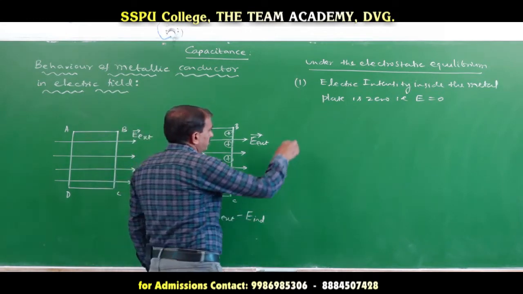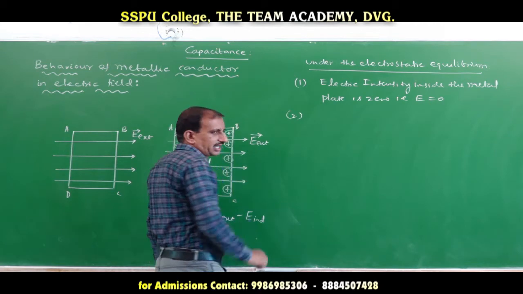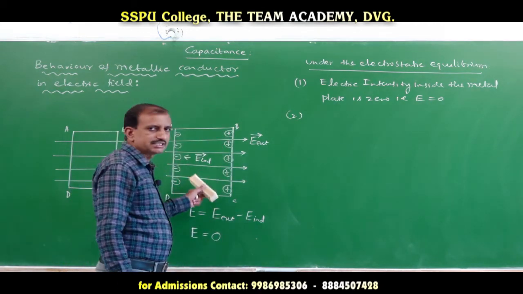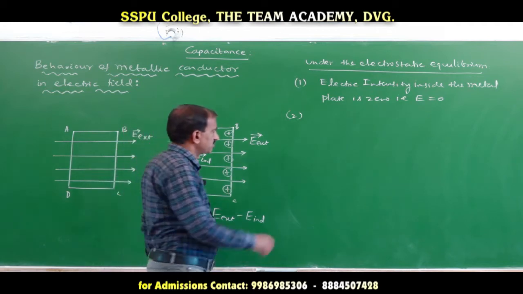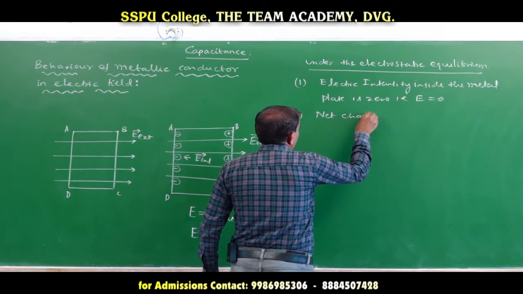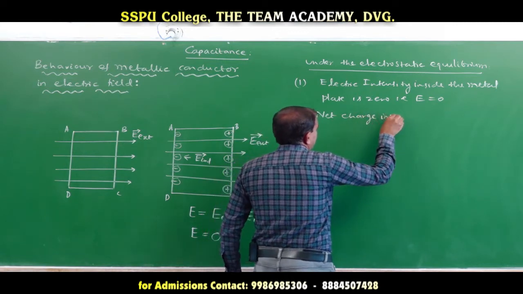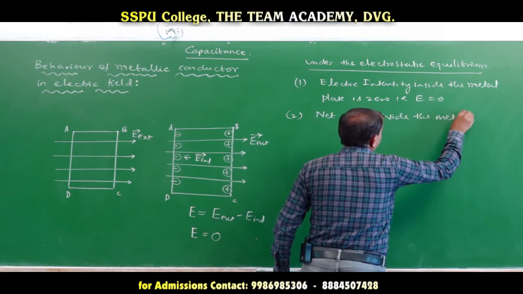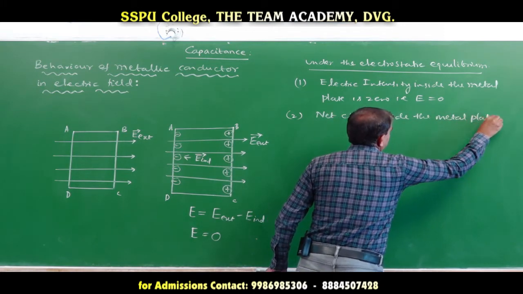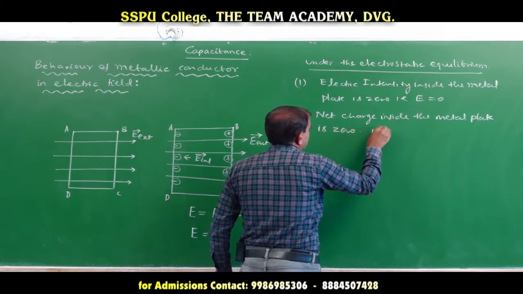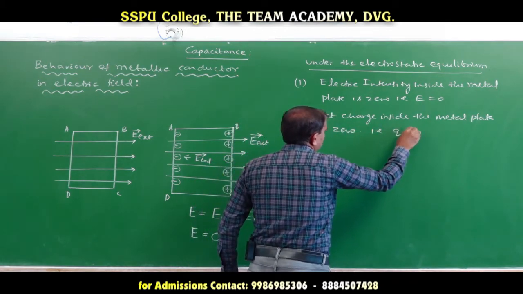The next point: under electrostatic equilibrium, the net charge inside the metal plate is also 0. That is, Q equals 0.